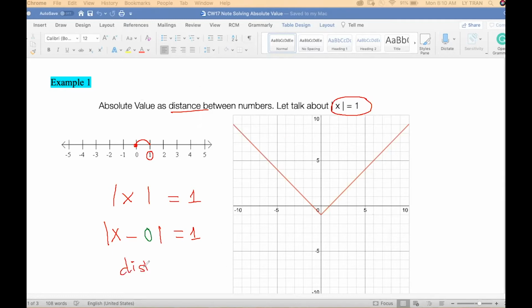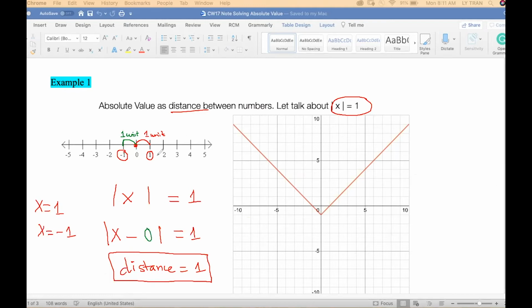The distance in here equals 1. I'm talking about distance, I'm not talking about the number value. So do we have 1? And also if I'm going to the left, my bad, this is to the right, and then I go to the left. They are also 1 unit apart on both sides. So for that reason, you will have two solutions: x equals 1 and x equals -1. Why? Because they are both 1 unit away from 0.